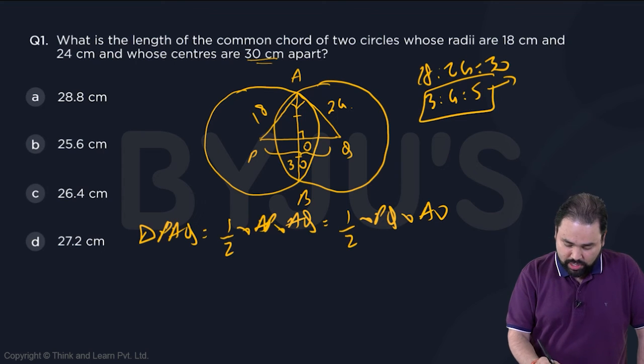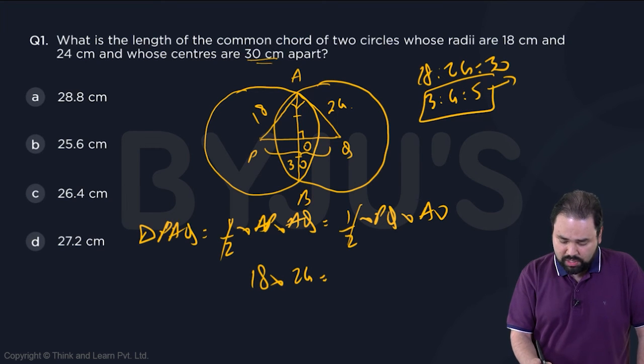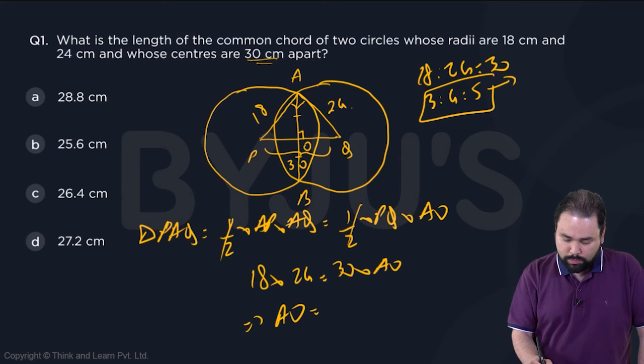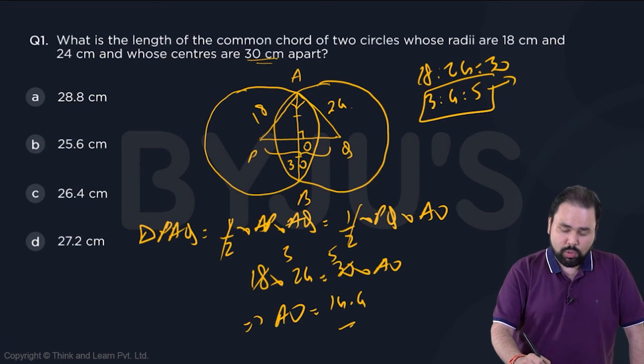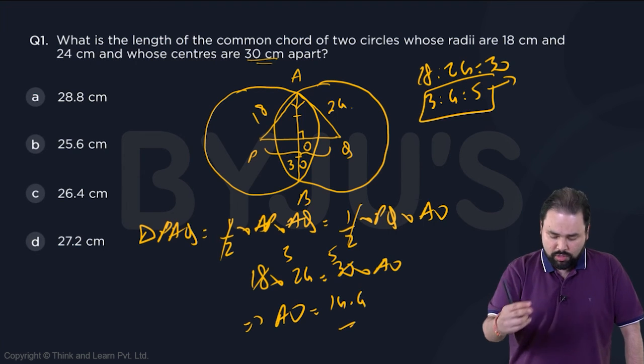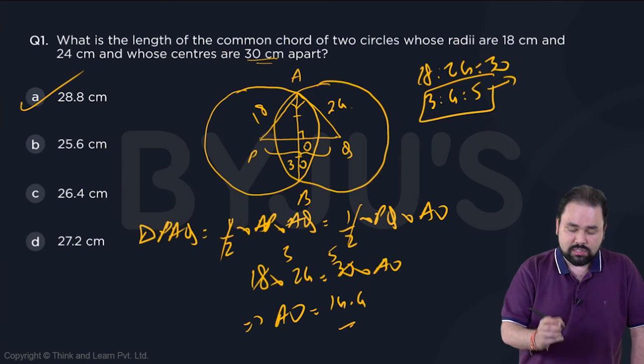Now looking at this equality, half gone, AP is 18 into AQ which is 24, is equal to PQ, which is 30, into AO. So what will AO be? 3 into 24 is 72, so I get 72 by 5, which is 14.4. If AO is 14.4, what will AB be? It will be double of AO, which is 28.8. So the answer is option A.